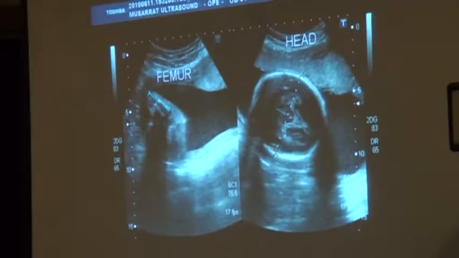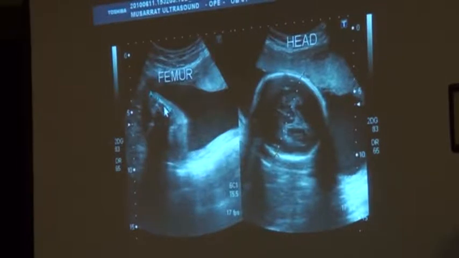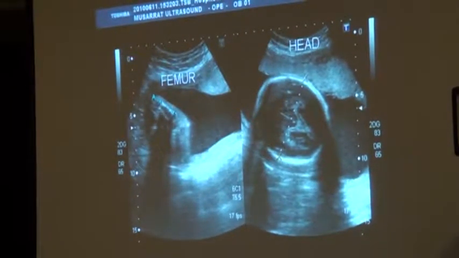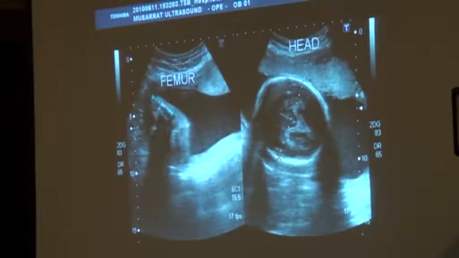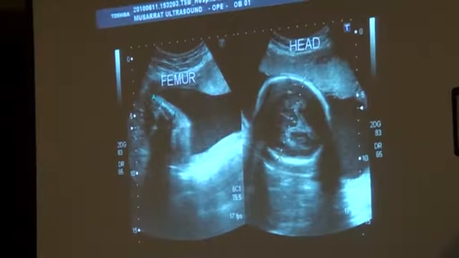This is the other way around. The head is big, the femur is small, more than 2 standard deviation, we don't have to wait because it's more than 2. You measure everything 5 times. What was my first slide? What gets measured gets improved. If you measure everything many times, it will give you a message which I cannot teach.